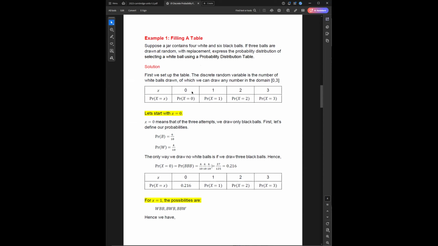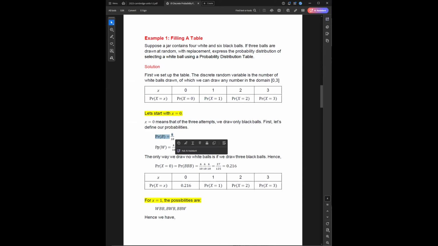But okay, to start filling out the table, let's imagine we're trying to fill out x equals 0. Well, x equals 0 just means that you're only drawing black balls. The reason why is because the table is set up in the context of white balls. It said express the probability distribution of selecting a white ball. So for x equals 0, that means getting 0 white, or therefore 3 black.